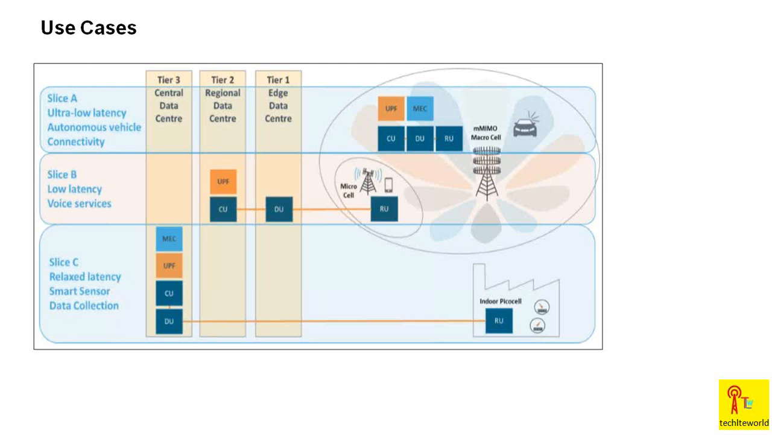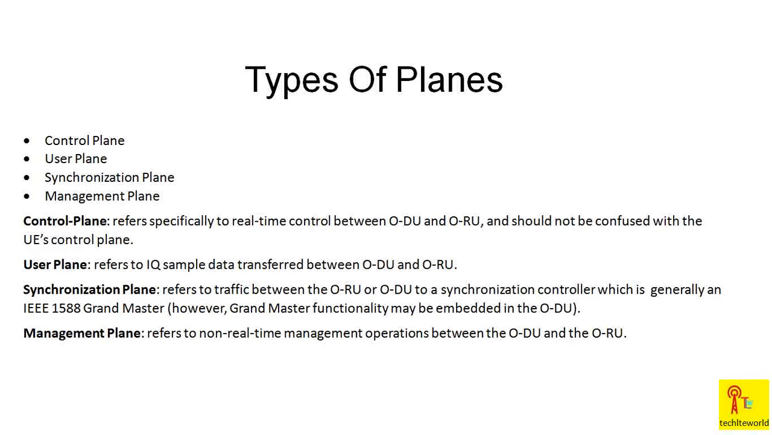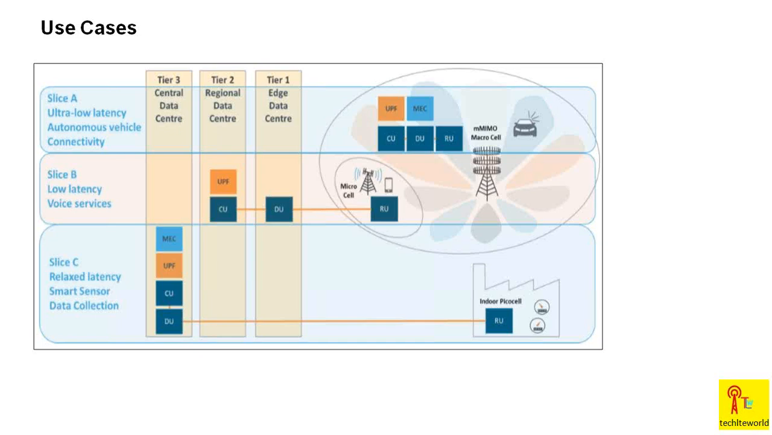And the third one is relaxed latency. If you take the example of giving indoor network connectivity to a standalone industry or something in the countryside, we can go with this relaxed latency. This is a use case where you need to give an indoor pico cell or booster or something like that in an industry. This is a use case of relaxed latency.